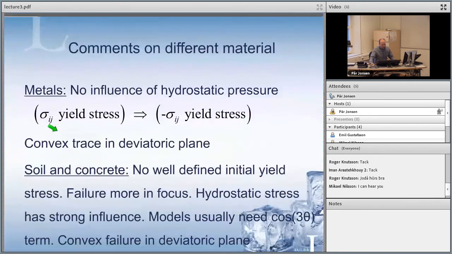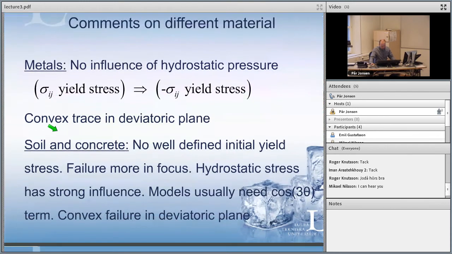So okay, some comments then. If you look at metals, for example, as I told you in the beginning, you don't have any influence of the hydrostatic pressure. In some cases you can have, cast steel and so on. But then we call it the convex trait in the deviatoric plane, because the yield stress, if this is tensile stresses, it will be the same on compressive stresses. You find it on both sides.